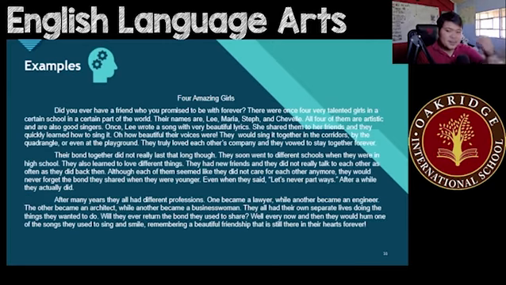Okay, so here's an example. This is something I made. "4 Amazing Girls." That is the title. Now let's try to read it really quickly.